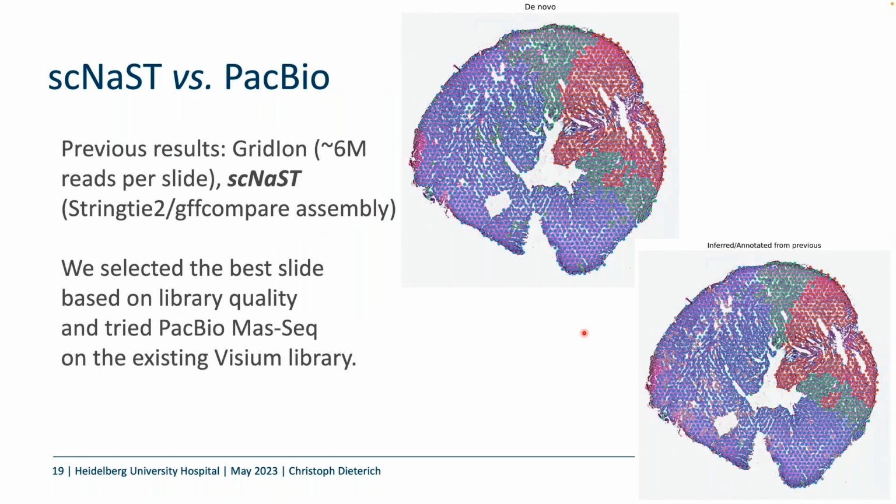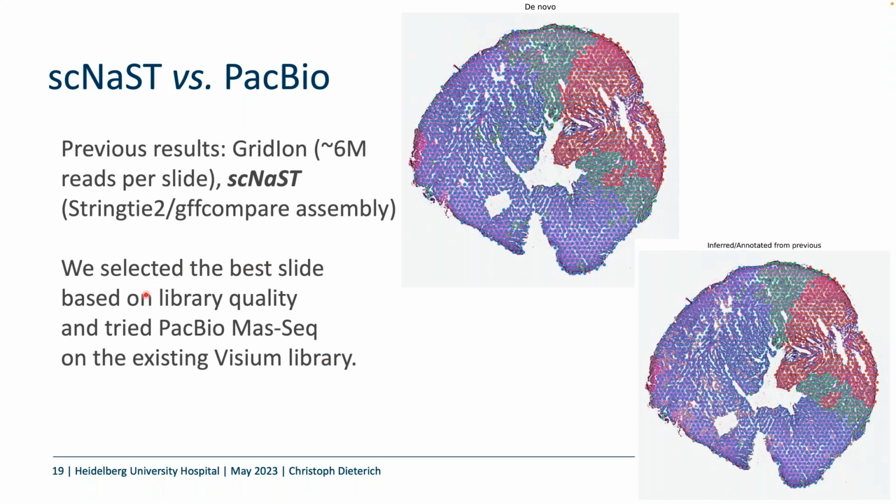Again, being intrigued by Pacific Bioscience technology, we thought that we could get rid of our hybrid approach and move on to the Pacific Bioscience platform. So our previous results on the nanopore with the GridION were 6 million reads per slide, but essentially we lost half of them for various reasons, and the barcode assignment turned out to be difficult as well.